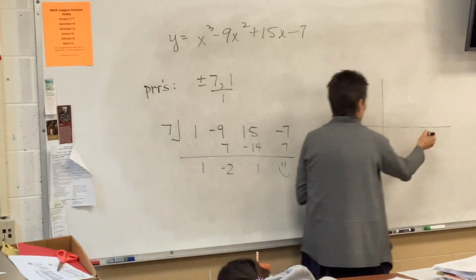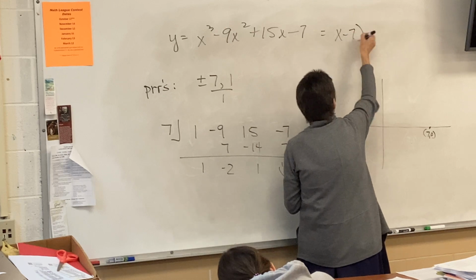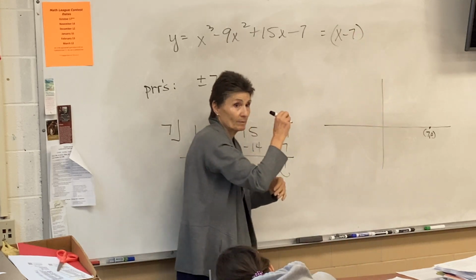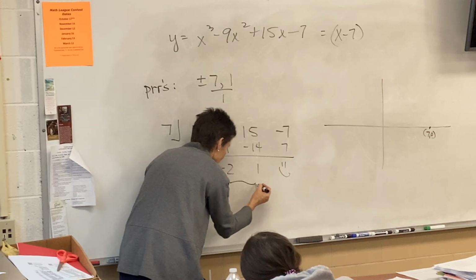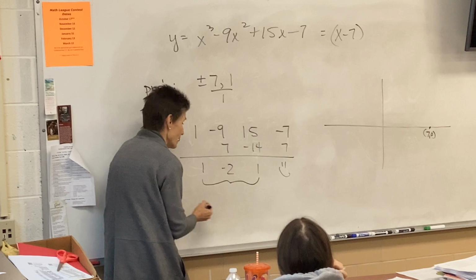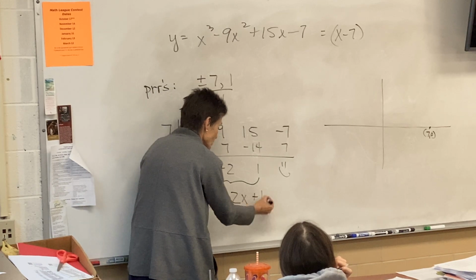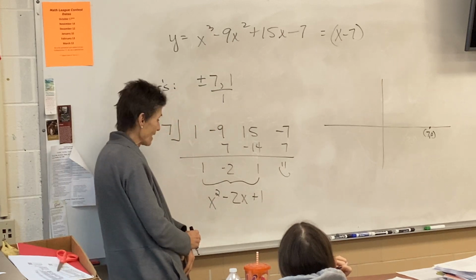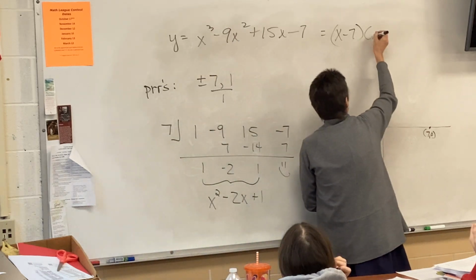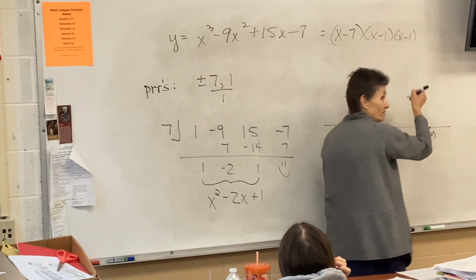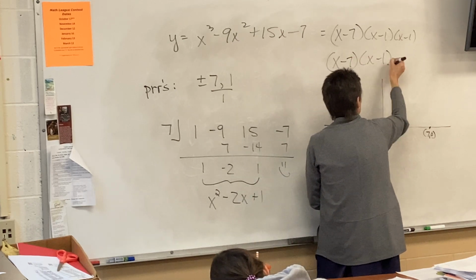Okay, so I got a dot out here at 7. I have a factor that's x minus 7. Everybody catching up here? Are you okay? So then I'm going to come over here and look at this part. x squared minus 2x plus 1. How does that factor? x minus 1, which is x minus 1 squared.